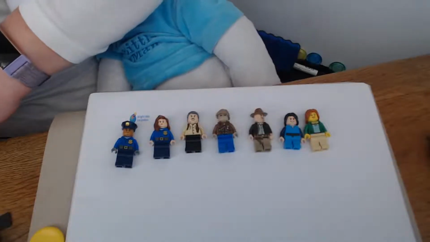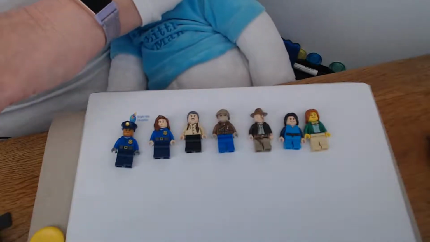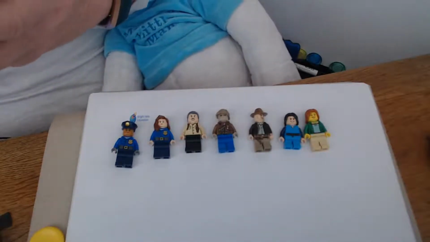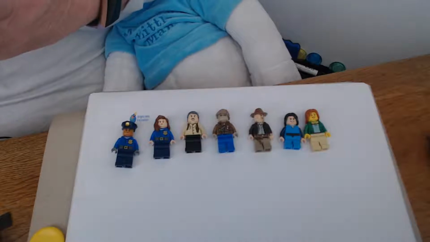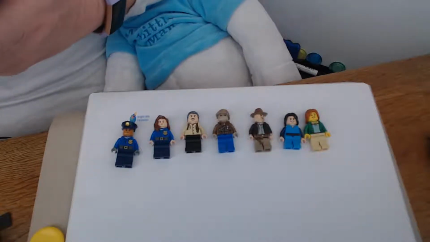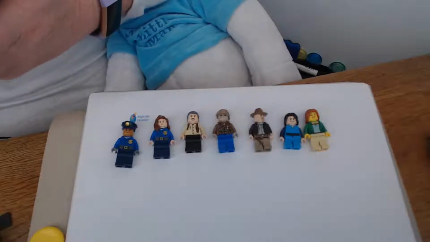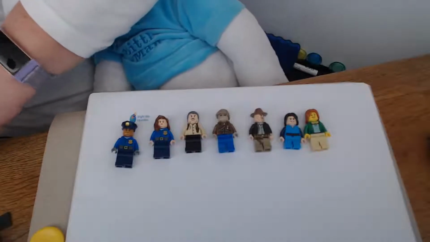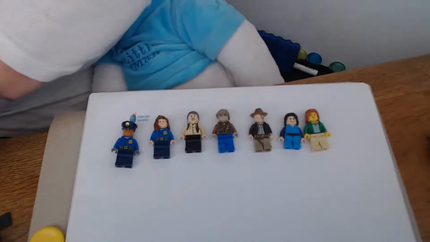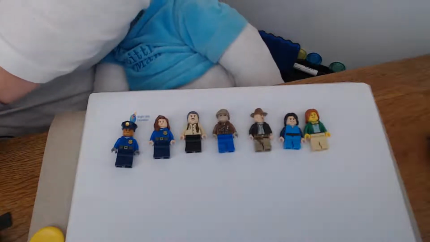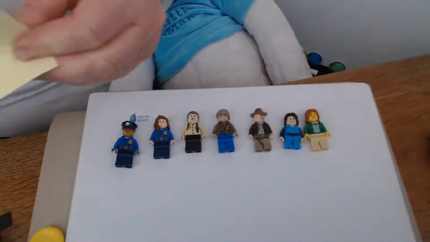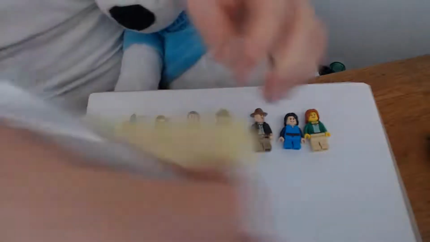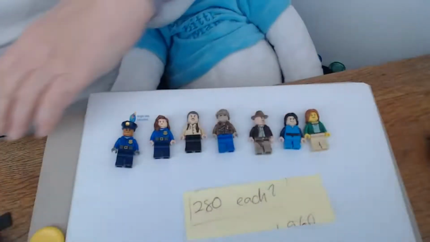How many will I need? How many will I need if I want them to have 280 each? I want them to have 280 each. Okay, how many will I need if I want them to have 280 each?